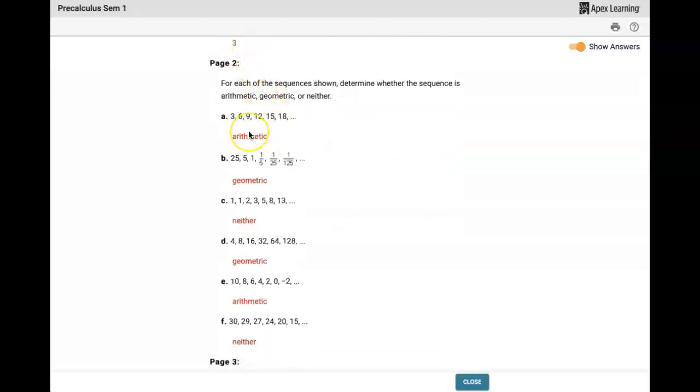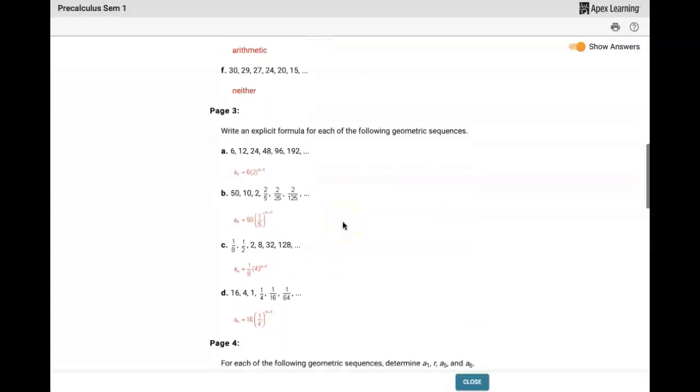For here, you're going to figure out if it's geometric, arithmetic, or neither. So this one, since it's added by 3, is arithmetic. This one is subtracted by 2, so it's arithmetic. This one here, we're clearly dividing by 5 each time, so that makes it geometric. This one's multiplied by 2, which makes it geometric. And these last ones have no real pattern that's obvious to us, so they're going to be neither.